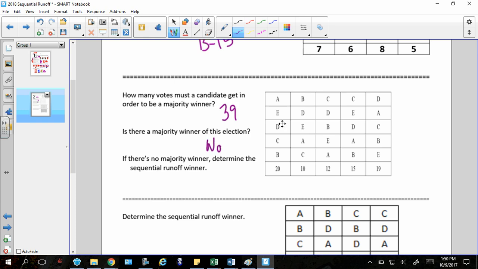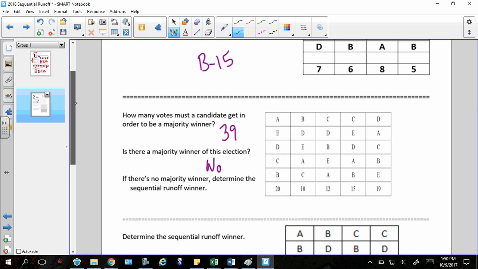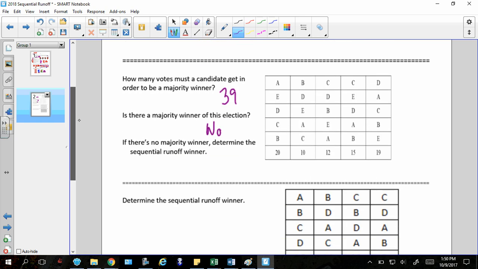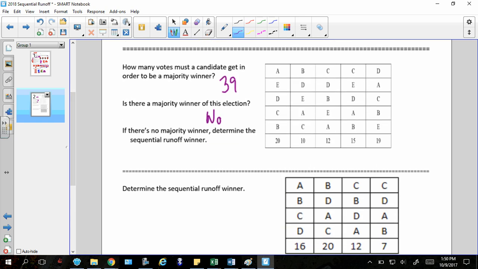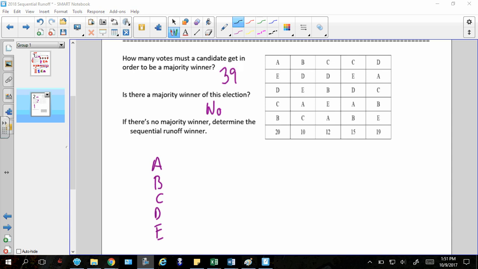All right, so here's what I got to do. I got to get some space. Let me pause the video for a second. All right, I had to. This is probably one of the largest questions in the whole worksheet, and I forgot to give myself some space for it. So A, 20 votes. B, 10 votes. C is 27 votes. D is 19. Now notice there's an E in there, but E never came in first place.